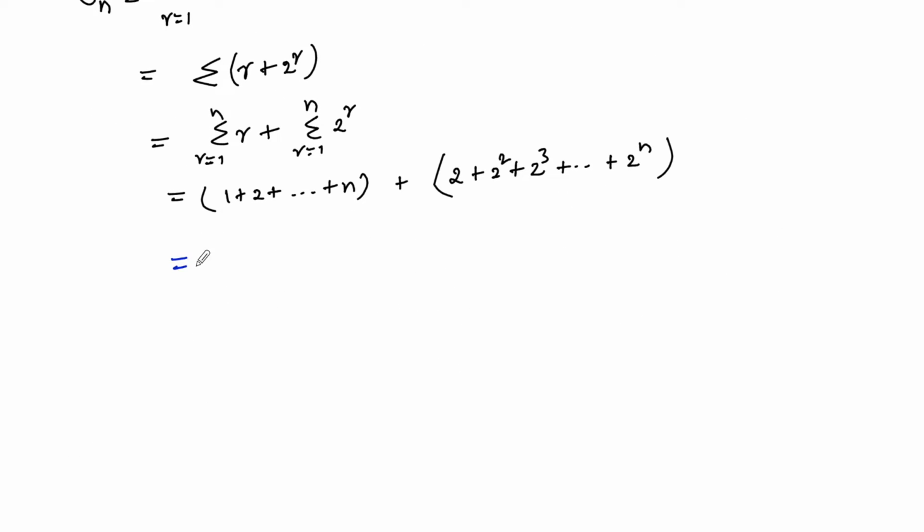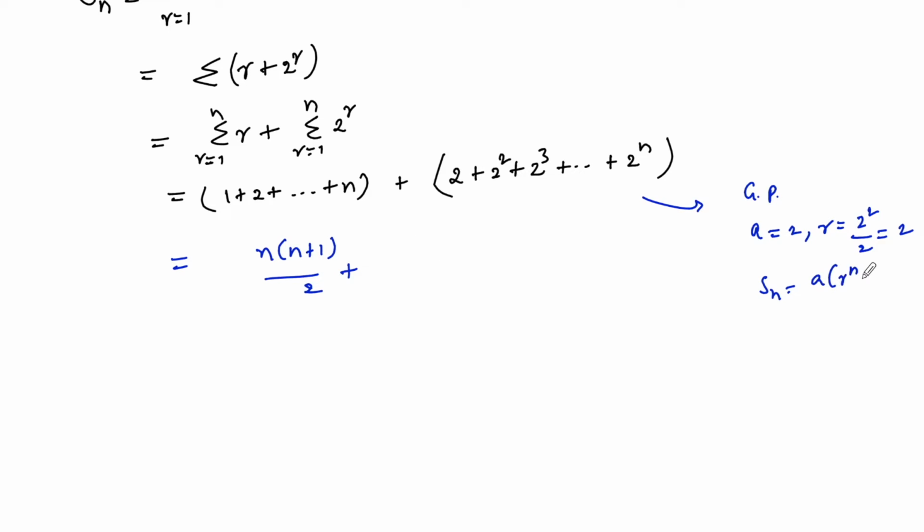So the first one, sum of first n natural numbers, we can use the formula n into n plus 1 by 2. And the second series, which is in the form of GP, where the first term is 2 and the common ratio is 2 square by 2, that is 2. So in the sum to n terms formula, we have a into r power n minus 1 upon r minus 1.